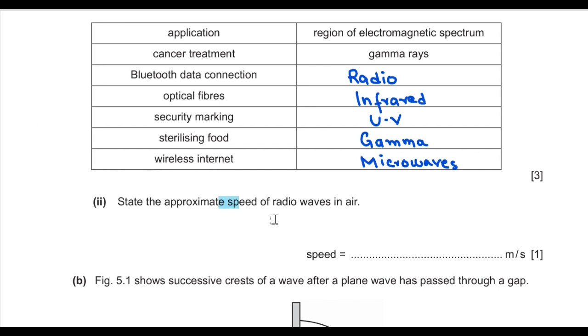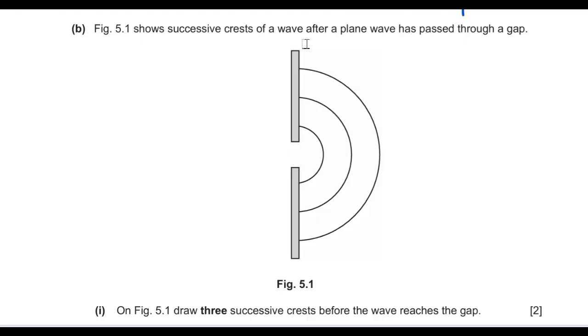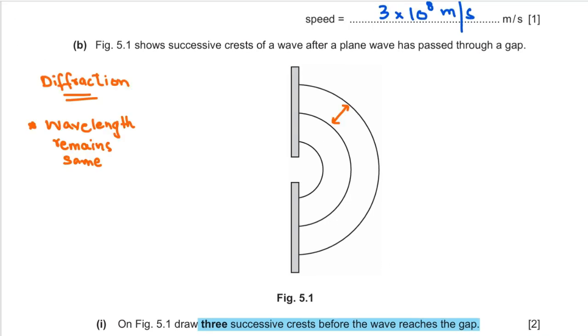The second part says state the approximate speed of radio waves in air. All electromagnetic waves have the same speed in air, which is 3 times 10 raised to the power 8 meters per second. Part B says Figure 5.1 shows successive crests of a wave after a plane wave has passed through a gap. On Figure 5.1, draw 3 successive crests before the wave reaches the gap.